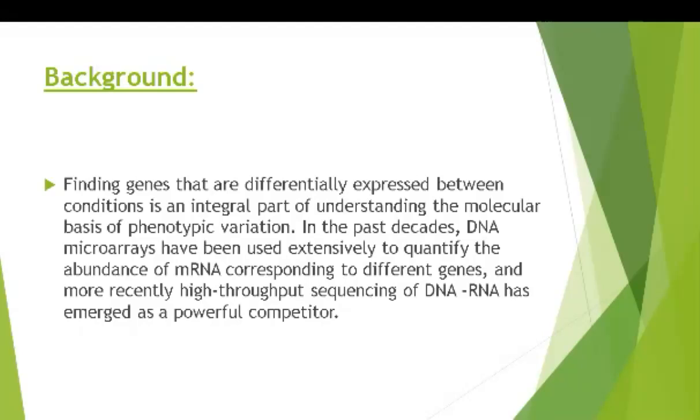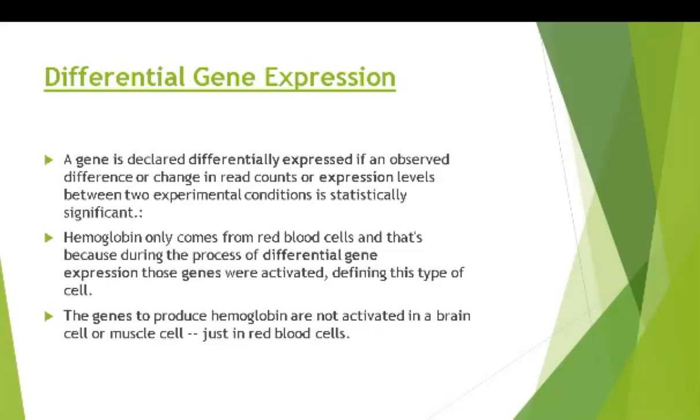Basically, differential gene expression is simple. In it we simply observe a difference or change in read count or expression level between two experimental conditions. Like hemoglobin, a protein produced through the genes present in our red blood cells. Hemoglobin is used for oxygen carrying capacity, and it is present only in red blood cells, not in our brain cells, muscle cells, eye cells and so on. That is all because of differential gene expression.